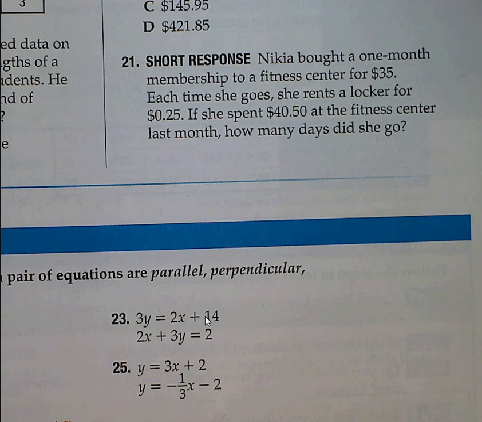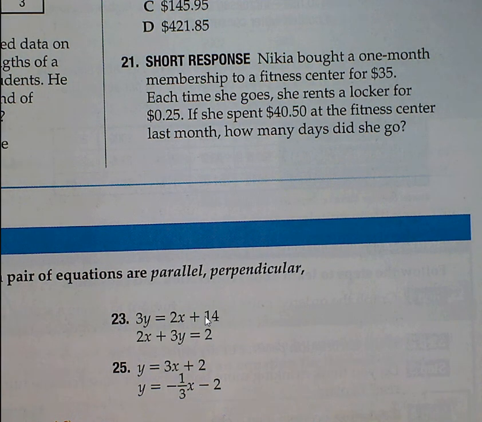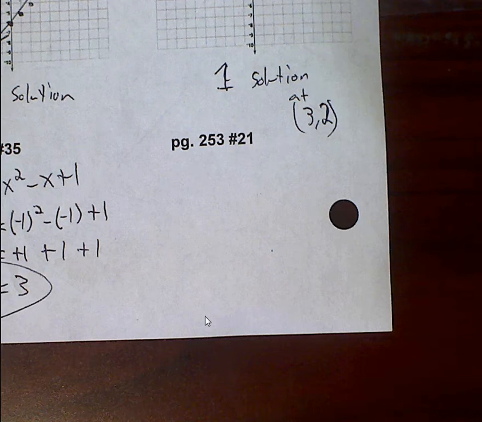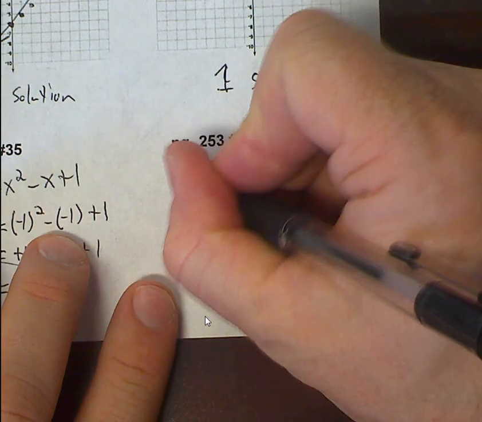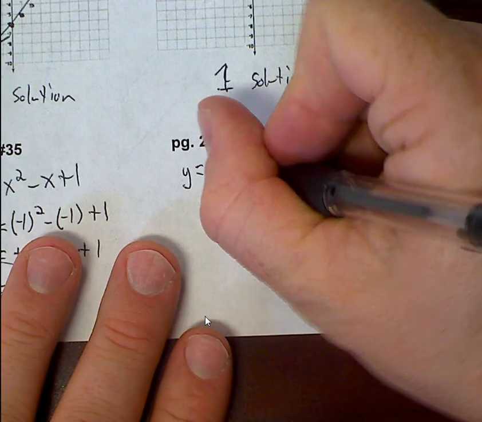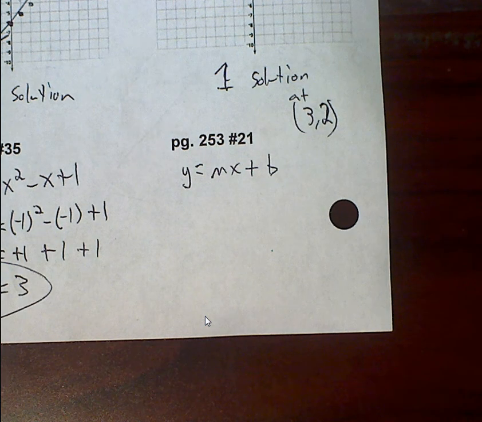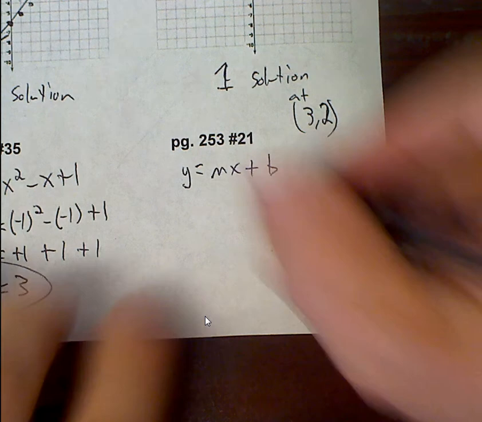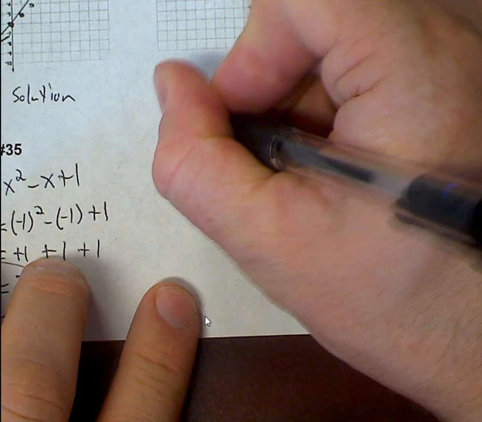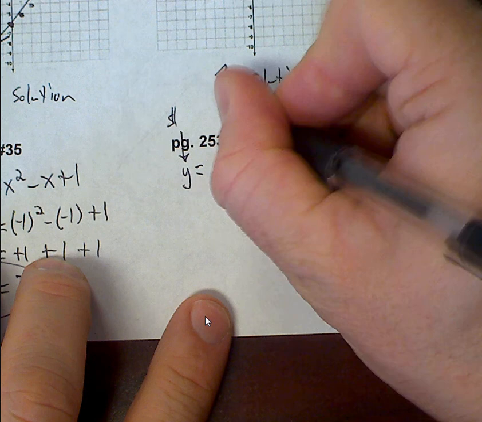So Nakia bought a 1 month membership to a fitness center for $35. Each time she goes, she rents a locker for 25 cents. If she spent $40.50 at the fitness center last month, how many days did she go? So the first thing is I'm going to create my equation. An equation helps us figure out what to plug in. So if I create an equation, this represents money, this represents days.